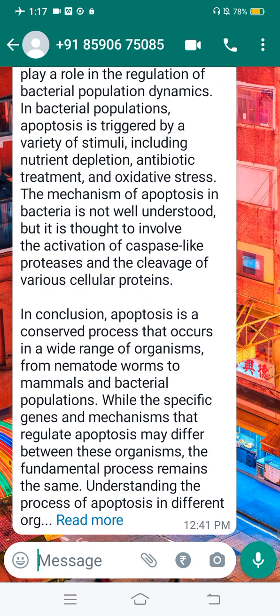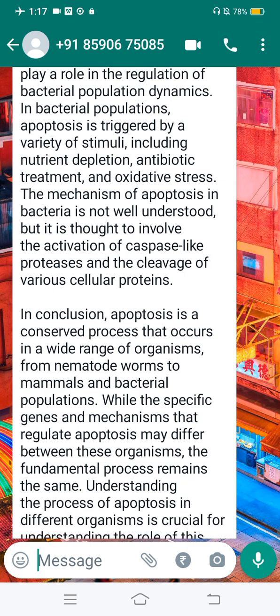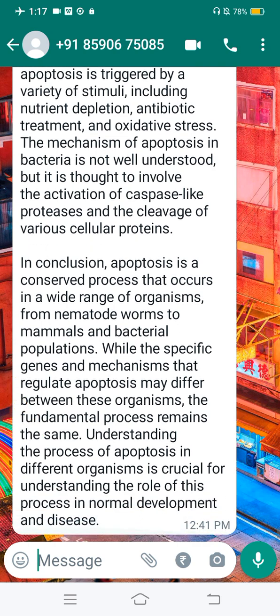In conclusion, apoptosis is a conserved process that occurs in a wide range of organisms, from nematode worms to mammals and bacterial populations. While the specific genes and mechanisms that regulate apoptosis may differ between organisms, the fundamental process remains the same. Understanding the process of apoptosis in different organisms is crucial for understanding the role of this process in normal development and disease.